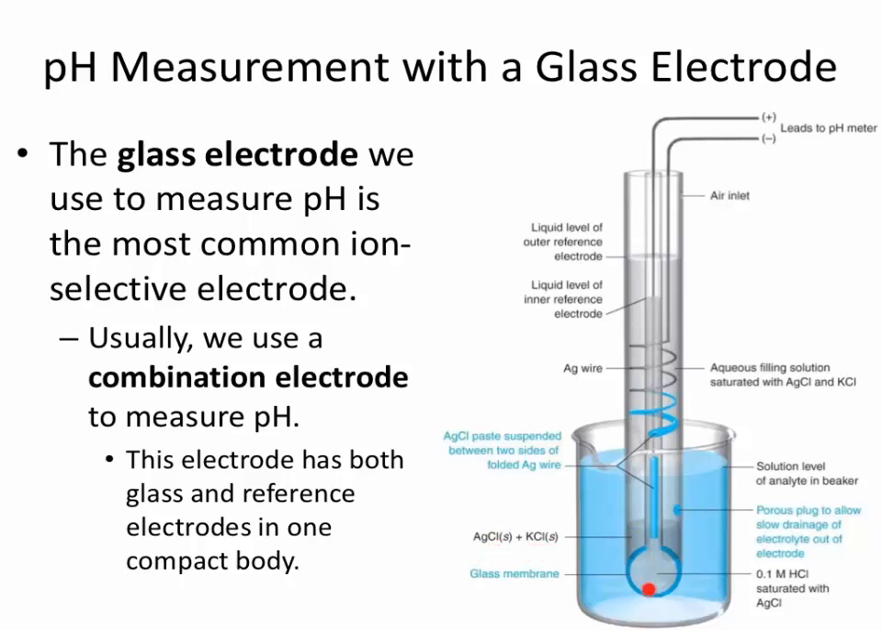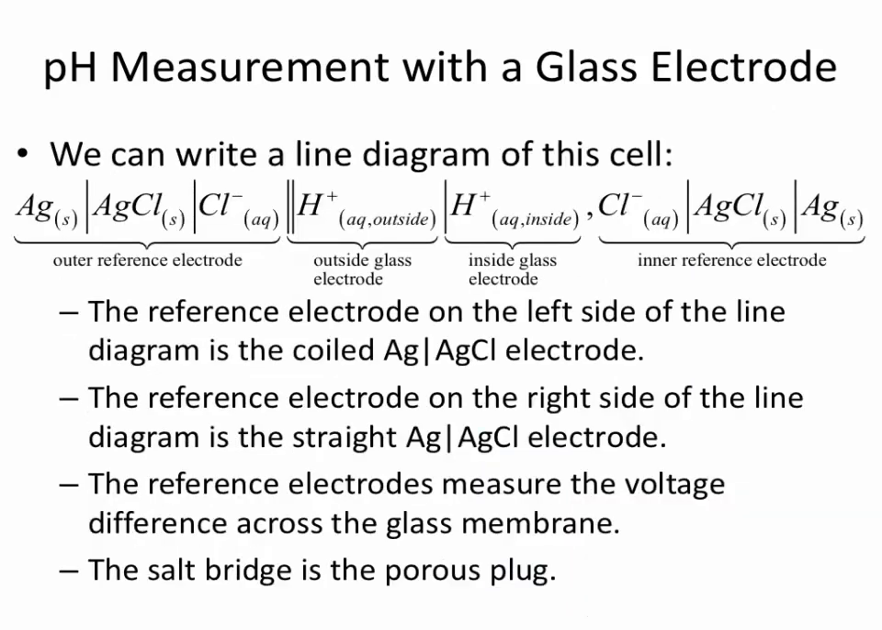And note here that we have down at the bottom some solid silver chloride and some solid potassium chloride. Note that inside our inner electrode in this glass bulb at the bottom, we have a 0.1 molar hydrochloric acid solution that's saturated with silver chloride. Now we can write a line diagram of this cell, and it's going to be really quite long.